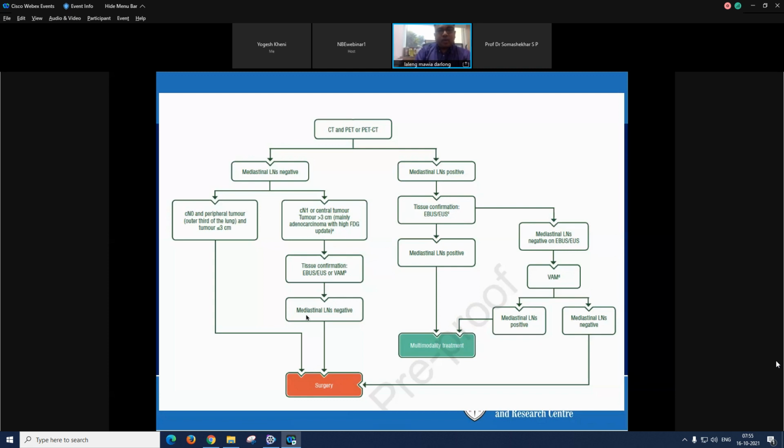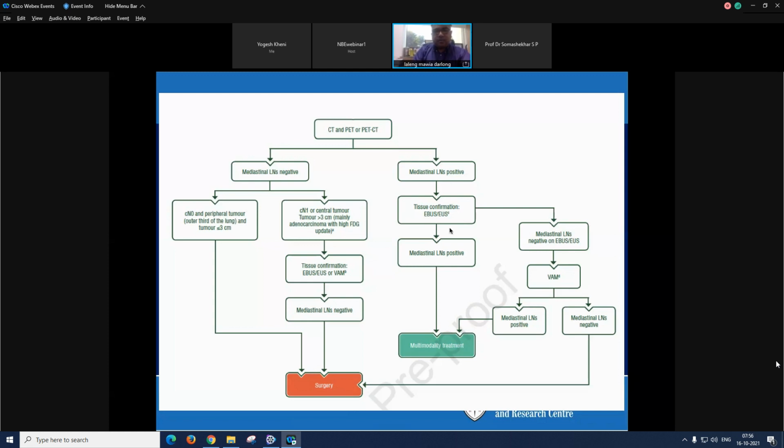So clinically N1 or central tumor or more than 3 centimeter, mainly adenocarcinoma with a very high FDG uptake, it's important that a tissue confirmation of the mediastinum should be done using EBUS preferably as the first modality because of it being less invasive, and try and prove the mediastinal lymph node being as negative and then proceed with surgery.